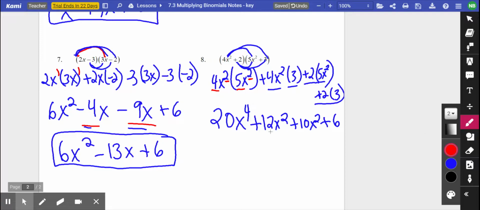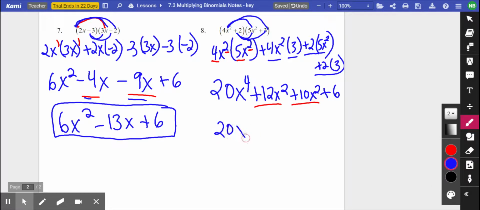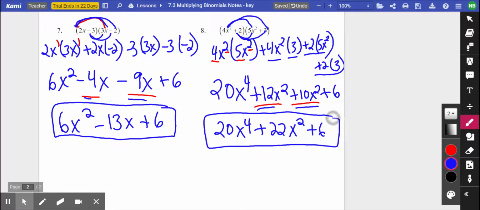Again, we're not completely done yet because I have some like terms here. All right, so I get 20x to the 4th. These are like terms, so I'm just going to add those up and not touch the exponents. This will be 22x to the 2nd, and then plus 6. And that is how we multiply binomials.